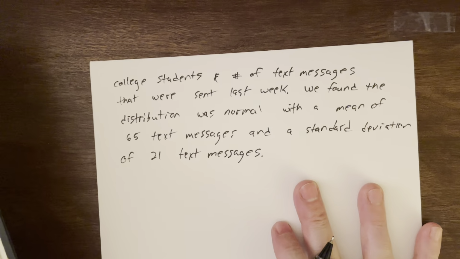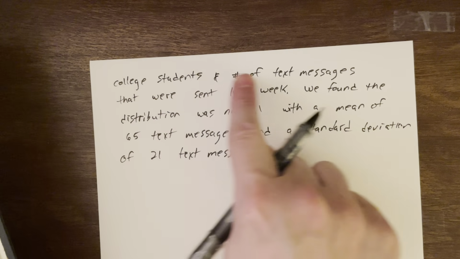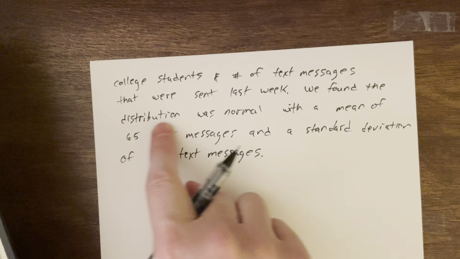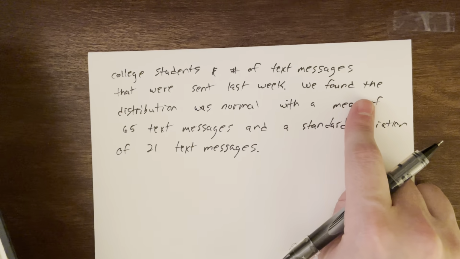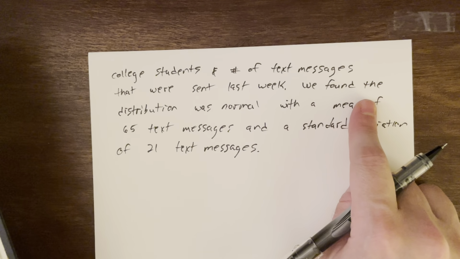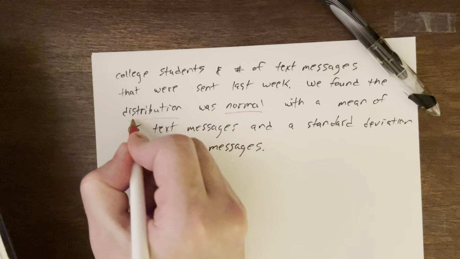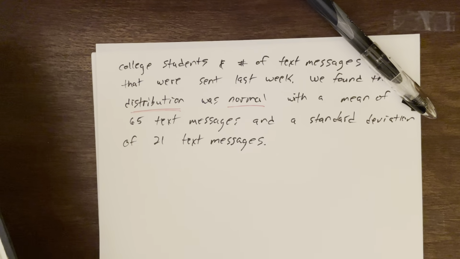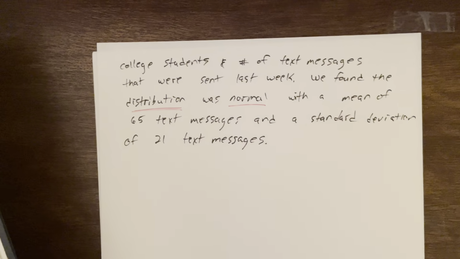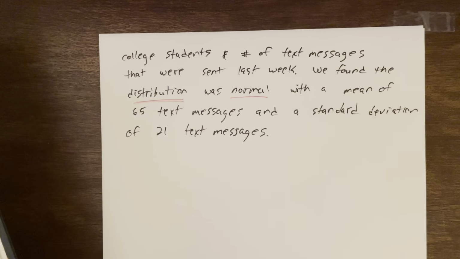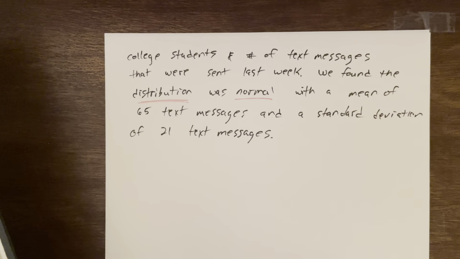So far, just a lot of information. No question yet, just getting a lot of information. College students and the number of text messages, we found the distribution was normal. Sometimes they might phrase that slightly differently, saying the data was normally distributed. But that is such a huge key that when we see that information, the data was normally distributed, the distribution was normal, that is really trying to almost scream out to keep in mind the 68, 95, 99 rule. So now let's get some questions here.